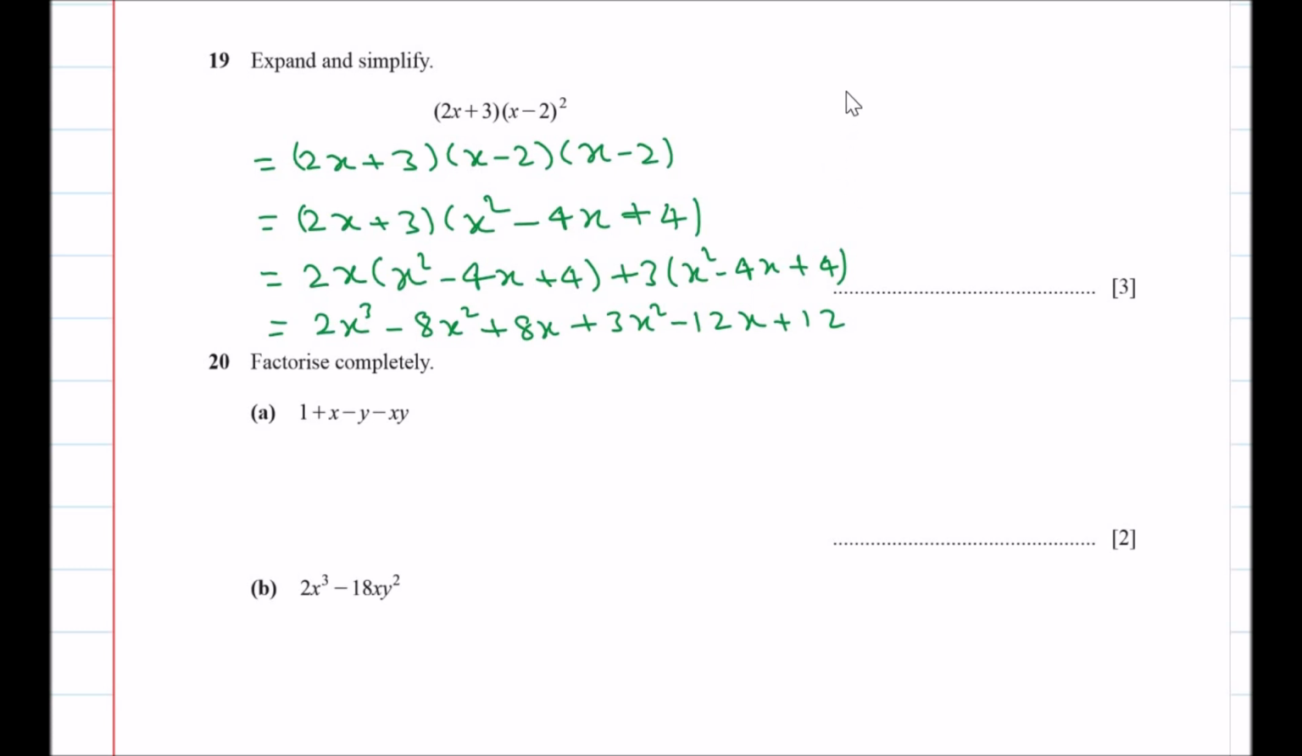Now if you simplify this by combining like terms, we get 2x cube minus 5x square. Why minus 5x square? Minus 8x square plus 3x square gives us minus 5x square. 8x minus 12x, so minus 4x. And plus 12 is the constant, so plus 12 as it is. And that is your answer.